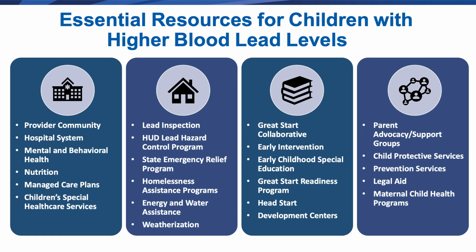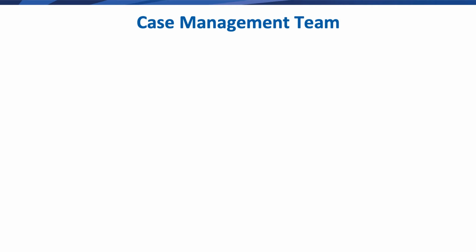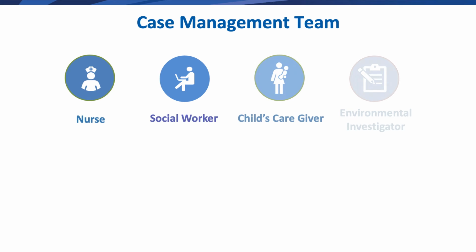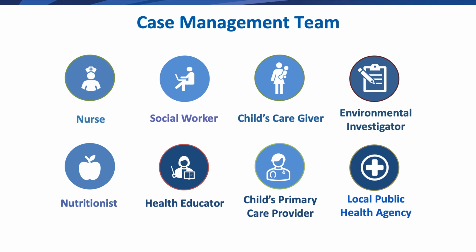The case management team may consist of several different healthcare and other professionals, depending on the needs of your community and available resources. The child's caregiver and the child's primary care provider should also be included in the case management team to ensure continuity of care. Local public health agency involvement is also necessary to engage due to their core public health functions of assessment, policy development, and quality assurance. They also initiate and implement laws and regulations to assist in childhood lead poisoning elimination.